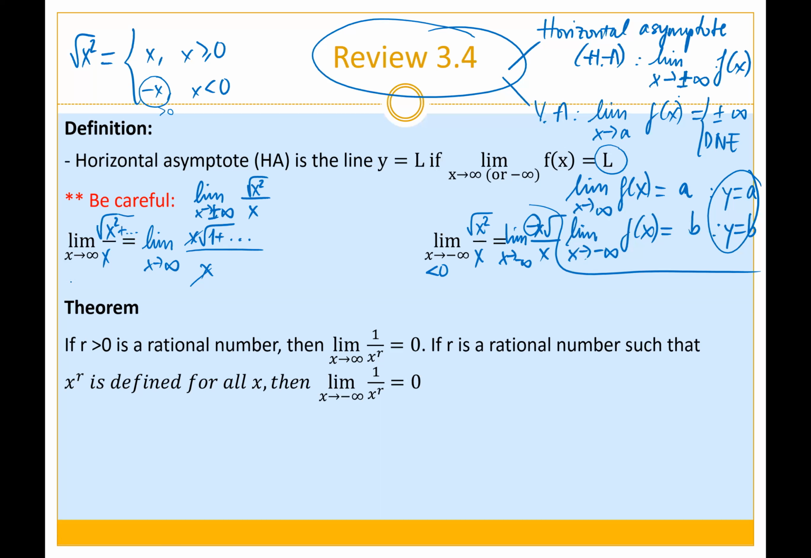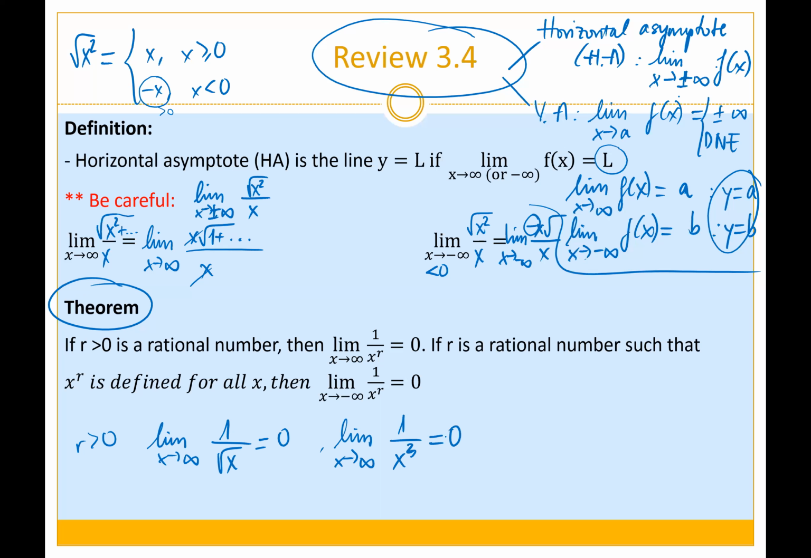Then we have a theorem. This theorem says if r is a rational number bigger than 0, then the limit of x approaching infinity of 1 over x to the r is 0. And this is easy. When you say r is bigger than 0, you may have the limit of x approaching infinity of 1 over the square root of x, which is 1 over infinity, 0 for sure, or the limit of x approaching infinity of 1 over x squared or x cubed, which is 0.